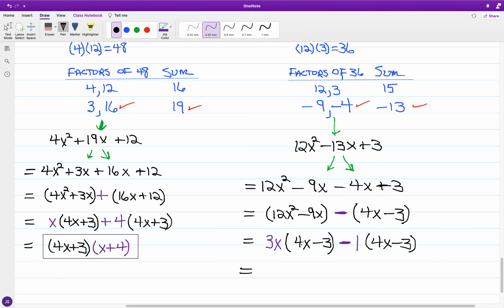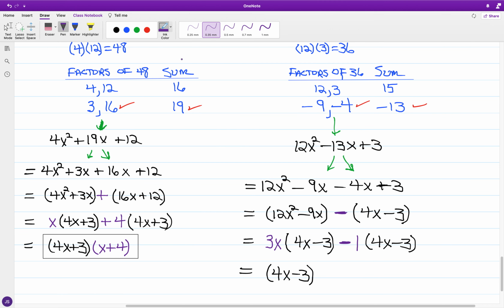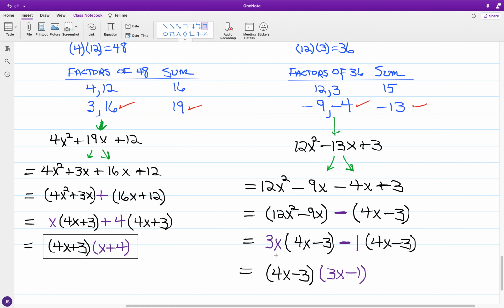And so for the result, we have a common binomial with 4x minus 3. And for the other factor, this will stem from the outside terms, whereupon we have 3x minus 1. Okay, and that will be the final result in this particular case.